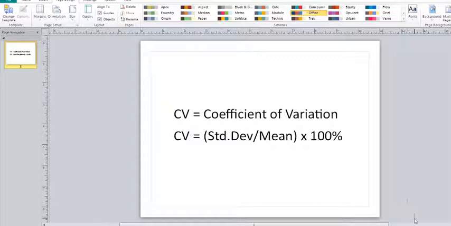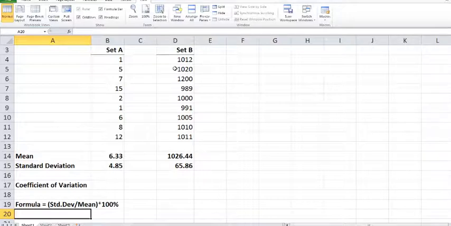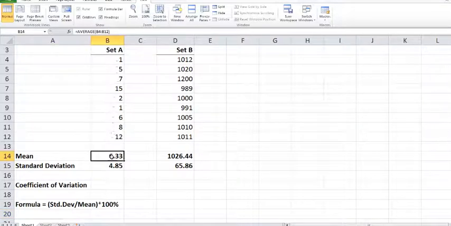There is no Excel formula, but we're going to do it in Excel manually. It's very simple to do. So let's take a look at some data in Excel. So here we have set A, and here's our values for set A. And it has a mean of 6.33 and a standard deviation of 4.85. I used the standard Excel formulas to get these values.